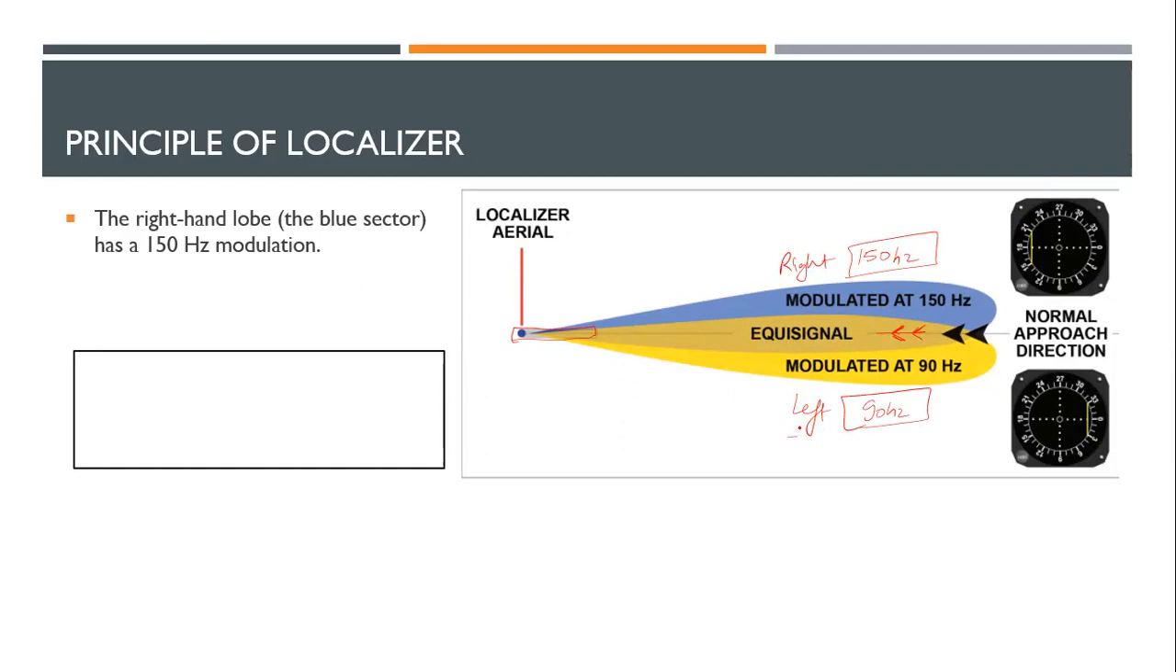Why am I explaining this? Because this is the principle of operation itself. Why is it like that? What is the difference? That is the difference because of the modulation. It depends on the manufacturers of that aerial which type of modulation they would like to produce from their aerials or antennas. They decided that half of them will produce 150 and half will produce 90.